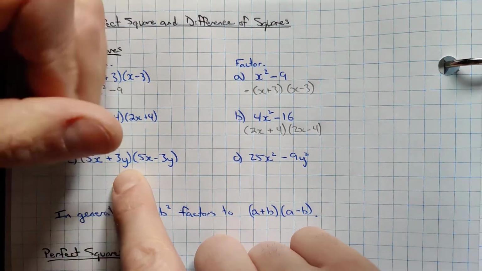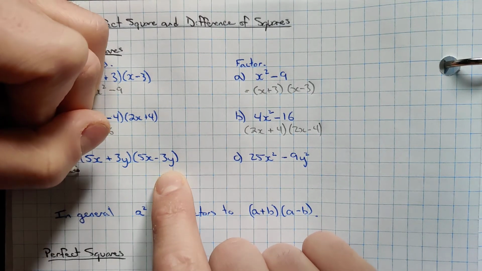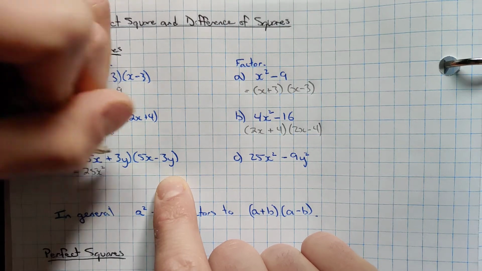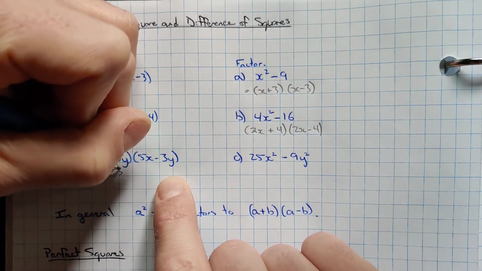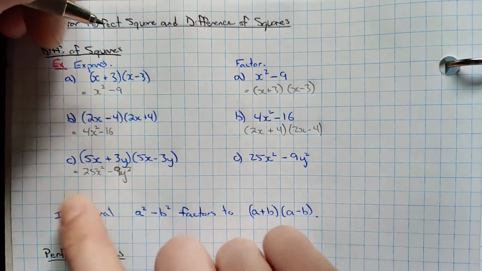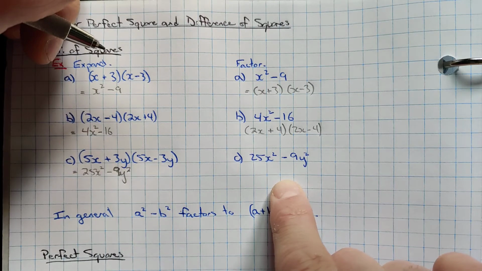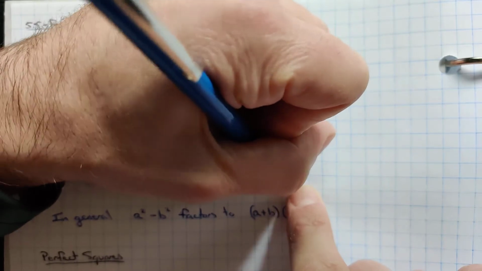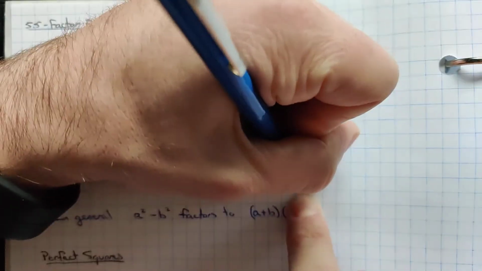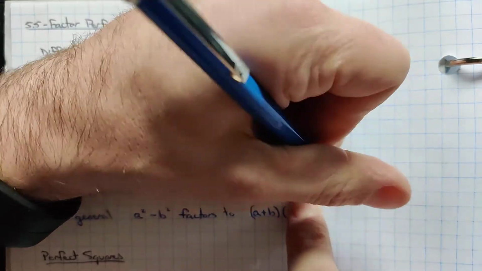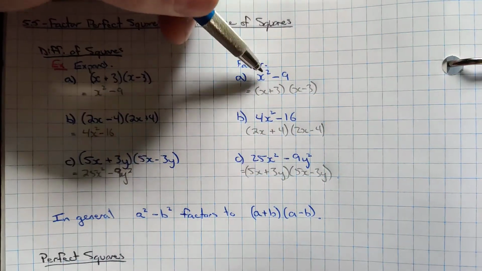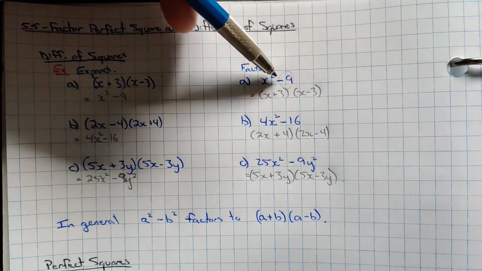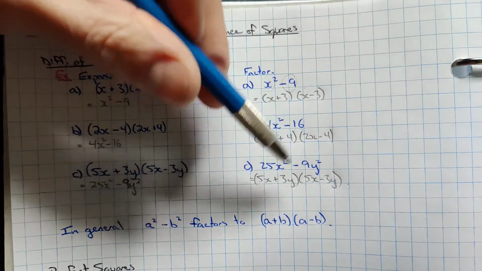One more here, 5x plus 3y times 5x minus 3y. So that's going to get us 25x squared minus 9y squared. So when we factor that, 25x squared minus 9y squared, we should get 5x plus 3y, 5x minus 3y. That's it. So when you see these difference of squares, perfect squares with a subtraction in between, they factor like this every time.